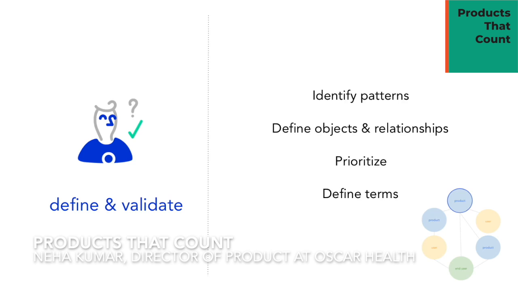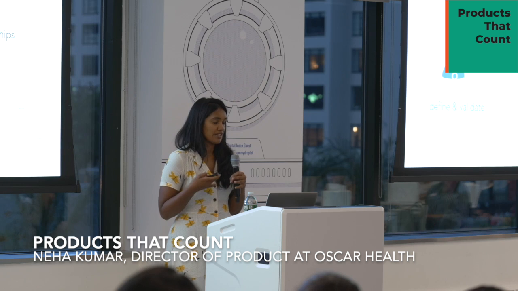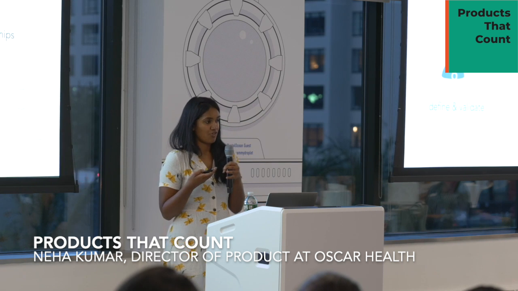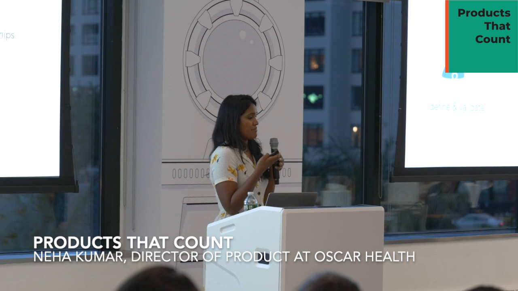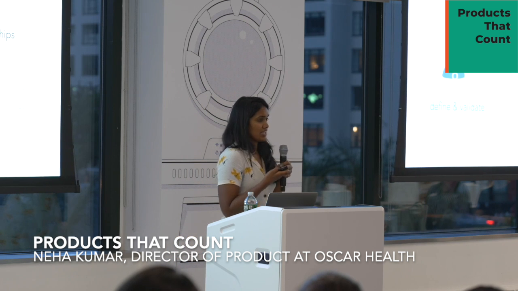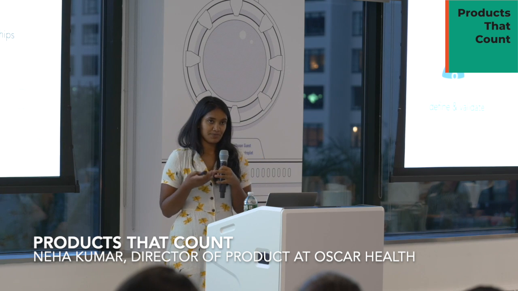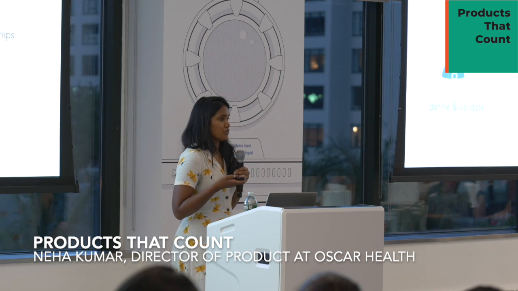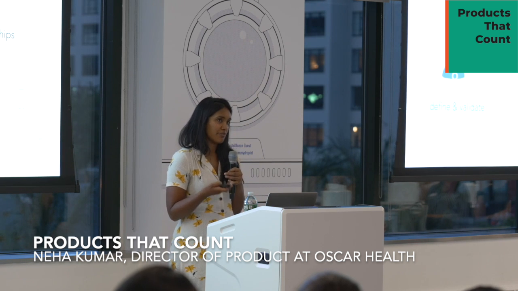The next step is defining and validating. Through discovery and prototype testing, you're going to start picking up themes and identifying patterns that you're seeing. One way to anchor your thoughts around how to think about data is thinking about objects and relationships. For example, we noticed a lot of users were asking a lot of information about providers.